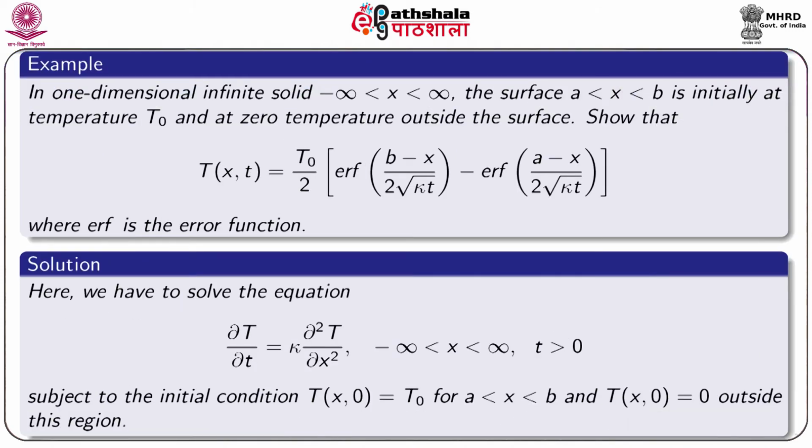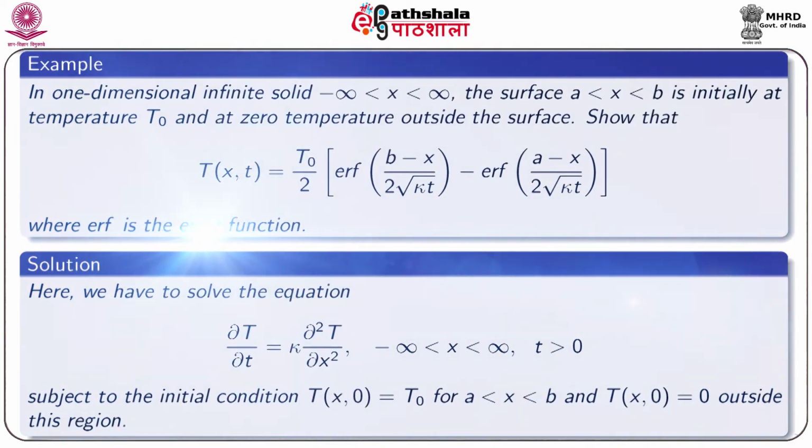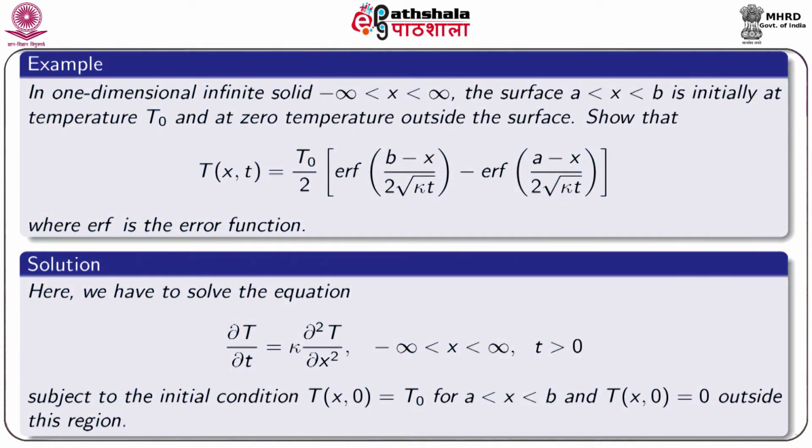Now, we shall take one example. In this example, there is a one-dimensional infinite solid, and the region a less than x less than b is initially at temperature T0 and at 0 temperature outside this region. We have to show the expression for capital T, which is written here, where erf is the error function.